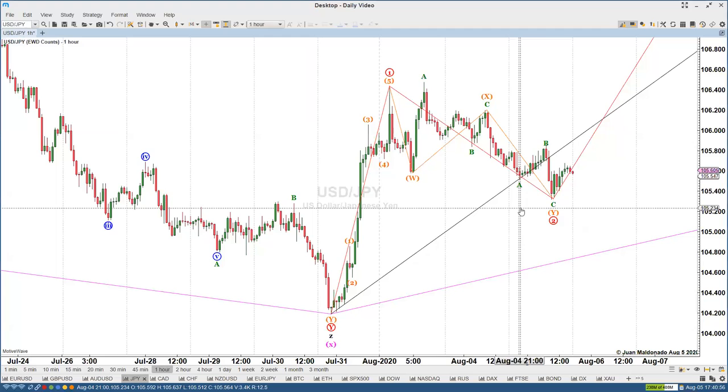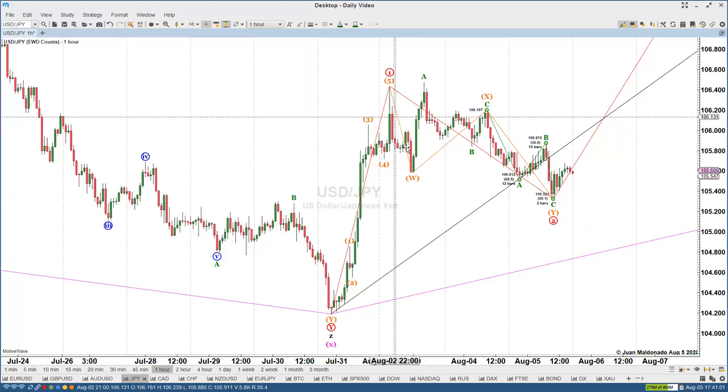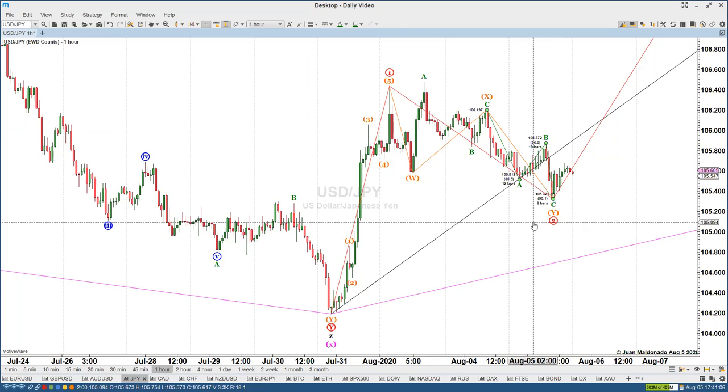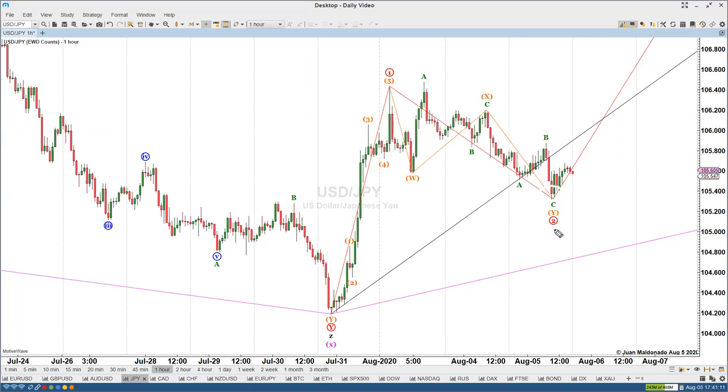So I think this leg down is corrective. Don't worry about the labels. I am the expert, so I'm going to do this for you. Don't worry. And now we need to focus on finding the end of the wave two.